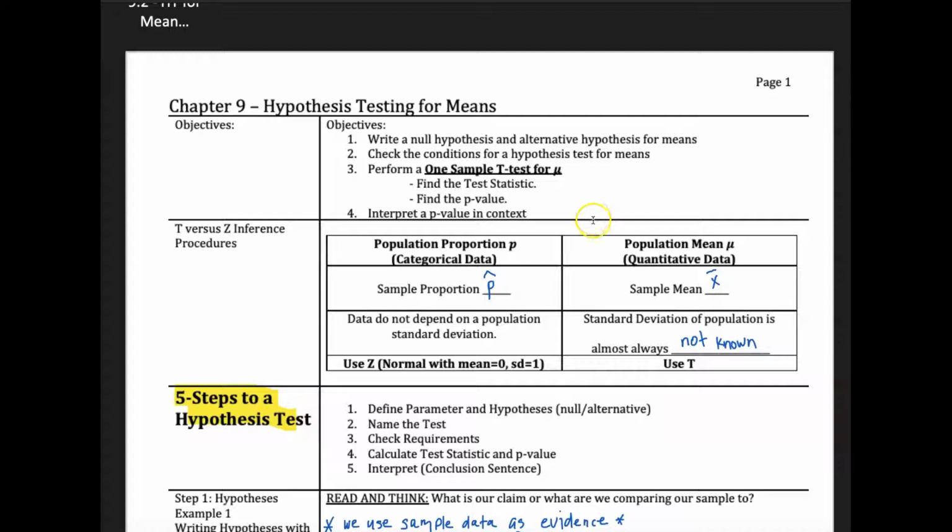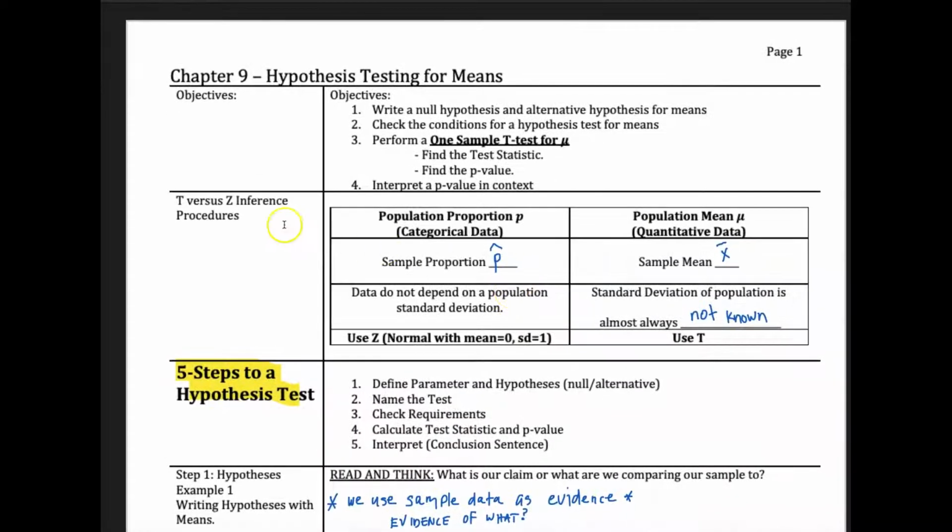We're going to take a look now at hypothesis testing for means. And so now the variable in consideration, or the population parameter, will be a quantitative variable. We've already looked at hypothesis tests for proportions, and you'll see again we have to consider the t versus z inference procedures. In this section, we'll be doing a one sample t-test for the mean.